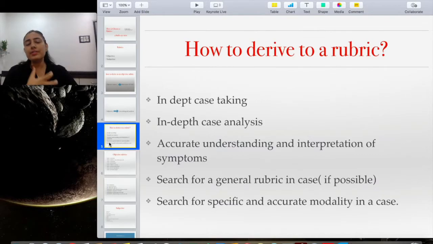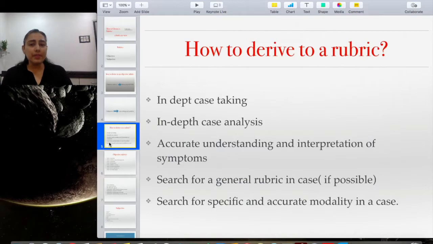Now, how do we derive to a rubric? How do we get into a rubric? How do we select, okay, this is a rubric I need to select for my minimum or for my totality? The first step for it is you have to take an in-depth case. My guru always says that till you reach the subconscious mind of the patient, do not stop your case taking.